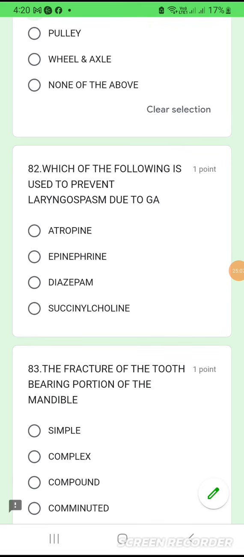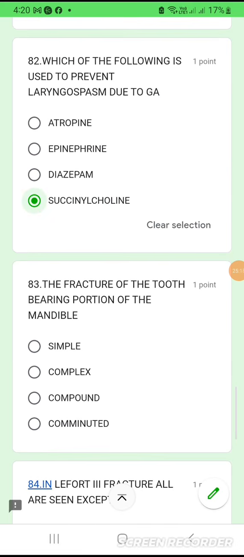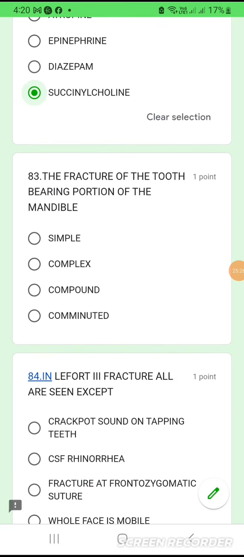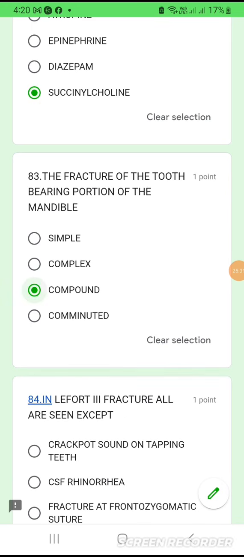So when you give a general anesthesia, if you encounter laryngospasm in the patient, what will you medicate? So mainly you have to give succinylcholine. Okay, option D is the right answer, succinylcholine. Question number 83, the fracture of the tooth bearing portion of the mandible. So the tooth bearing portion, if it is fractured, then it is called a compound fracture.